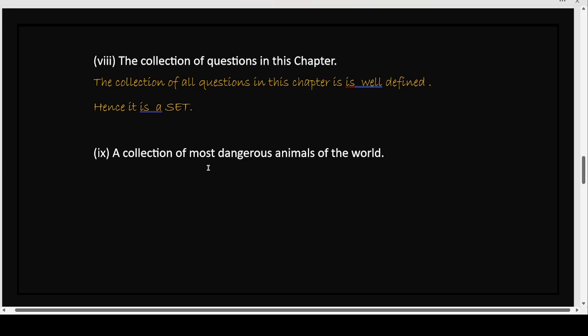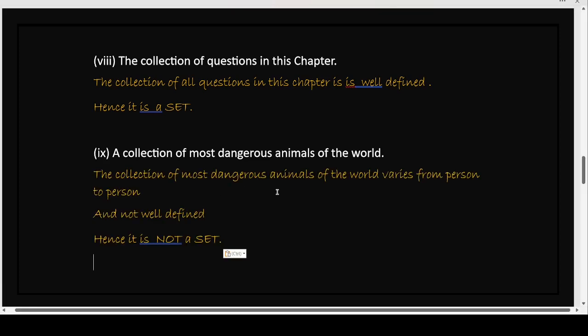Next one is a collection of most dangerous animals of the world. This is a matter of perception. Some animals may be dangerous to you, but those animals may not be dangerous to your friend. So it's not a well defined collection of elements. Hence it is not a set. This collection varies from person to person. These elements are not well defined. So hence it is not a set.